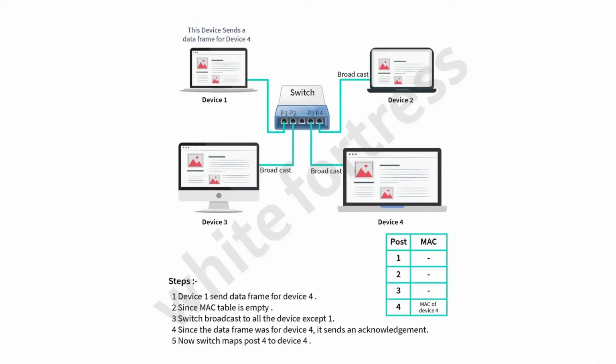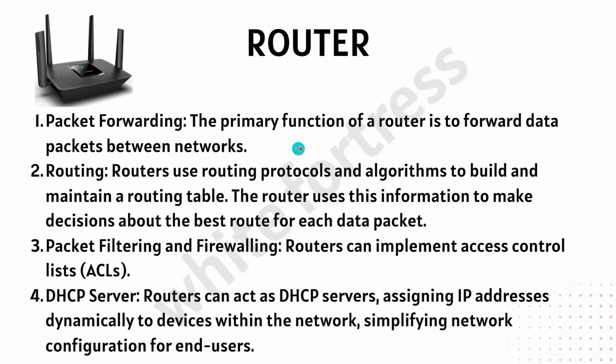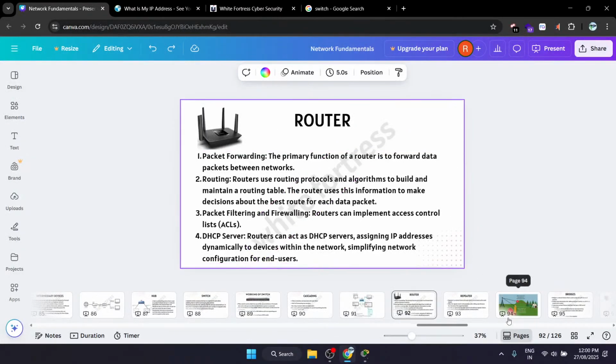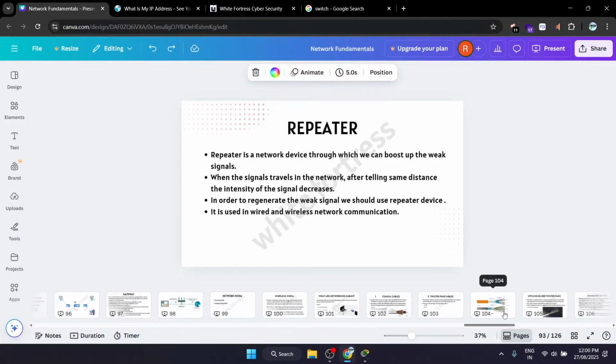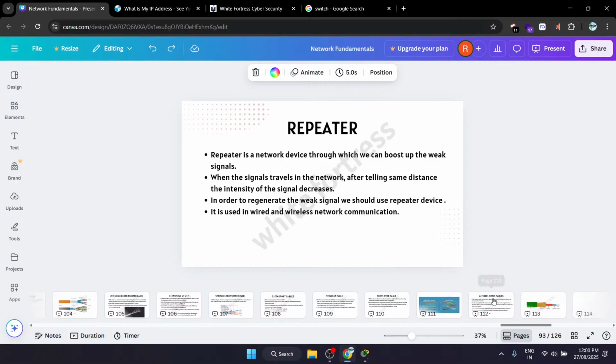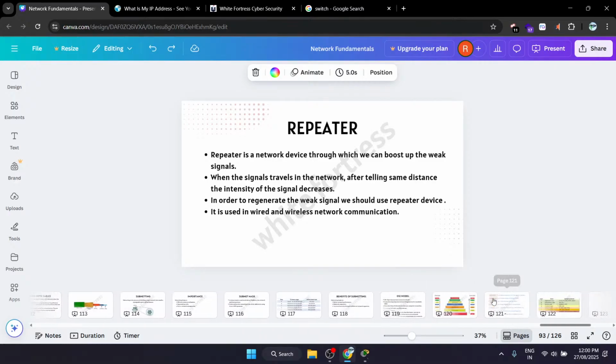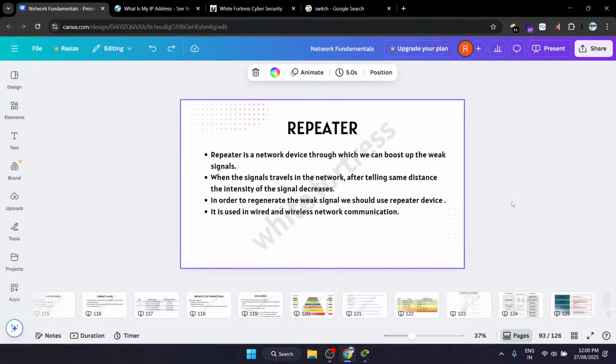Okay, that's it for the switch. The next device is the router, which we will continue tomorrow. We have routers, bridges, repeaters, and gateways to discuss, multiple things. Then we will get to the cable part and ultimately to your OSI model part.